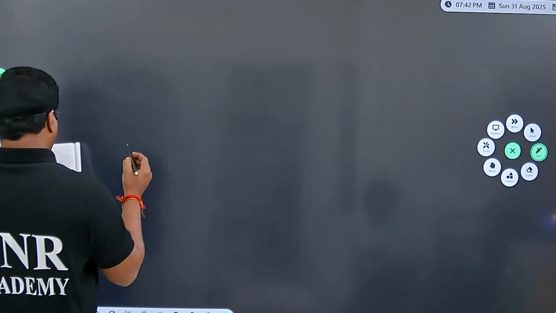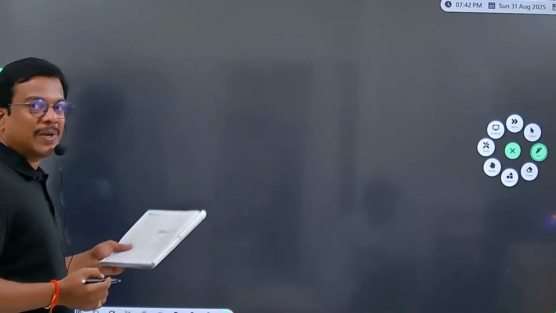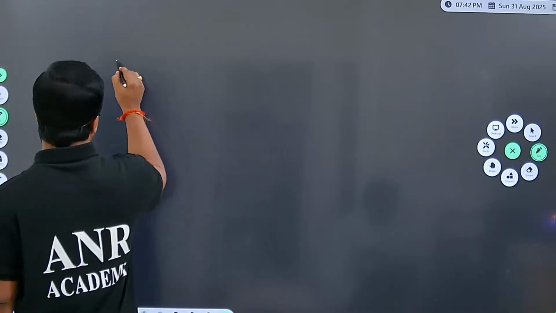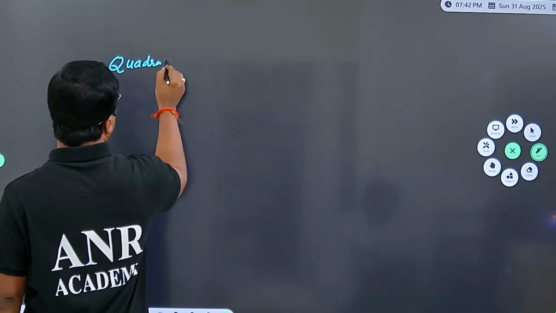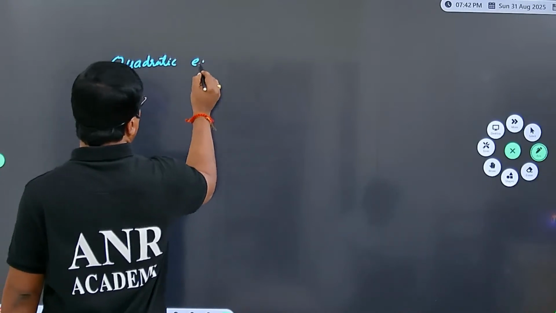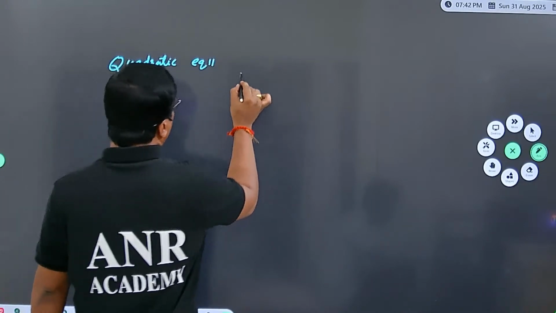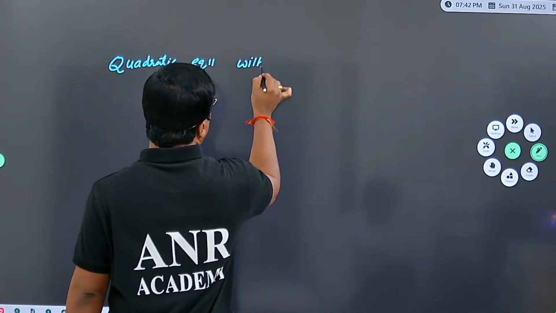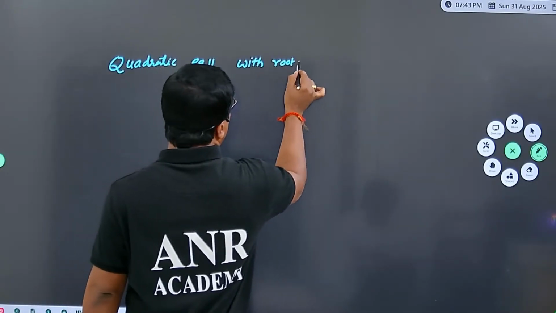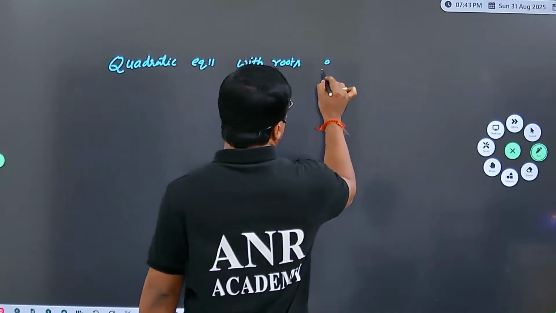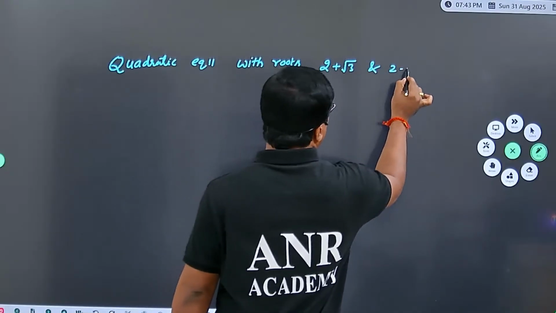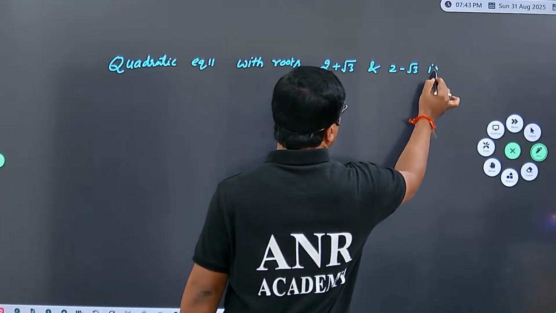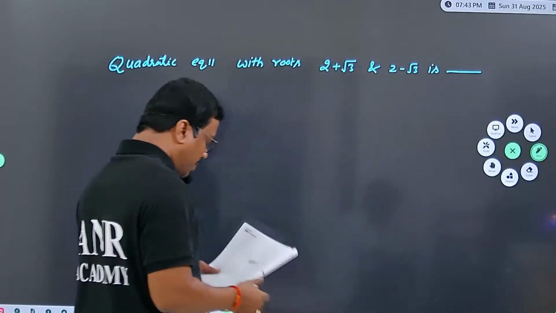Quadratic equation with roots 2 plus root 3 and 2 minus root 3. The question is, the quadratic equation with roots 2 plus root 3 and 2 minus root 3 is. Options are given.